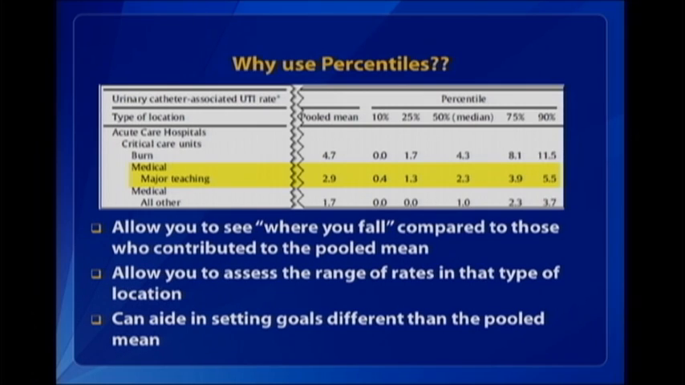The percentile distributions that we provide allow you to see where you fall compared to those who contributed to the pooled mean. So again, it's not looking at where you sit compared to everybody else today. It's where you sit compared to the data that were published. These percentile distributions can also help you in setting goals that are different than the pooled mean. If you say, you know what, the pooled mean is not good enough, we want to shoot for a lower rate for our ICUs, you can look at the percentile distributions for each one and try to set goals based on that.